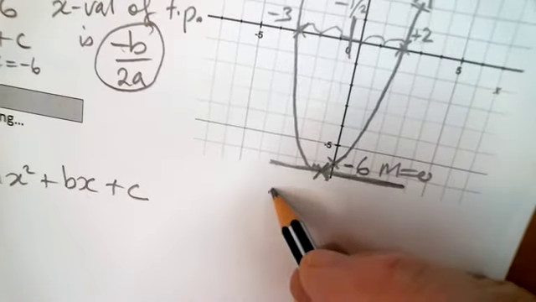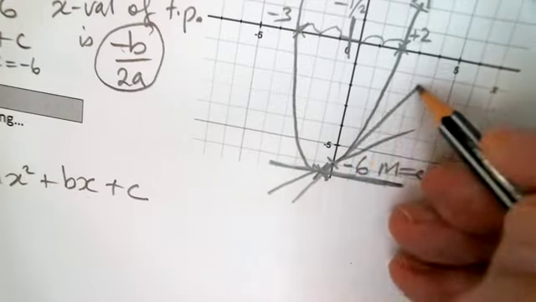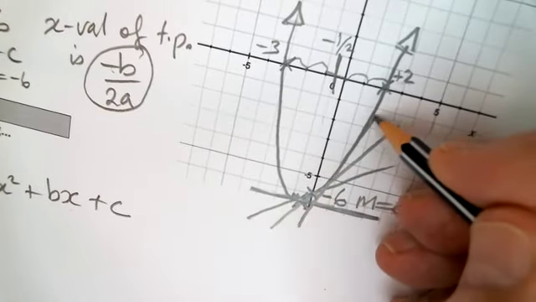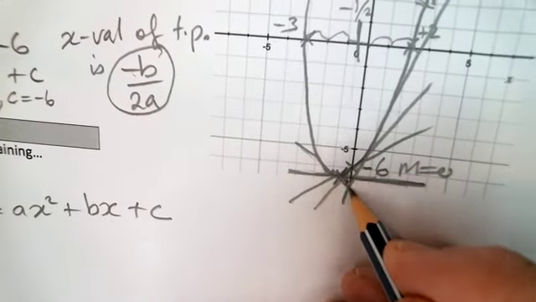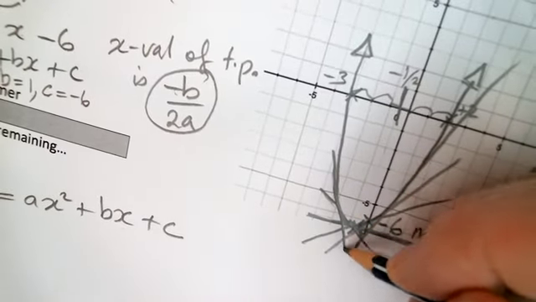Here it's going to be like 1. Here it's going to be like 2. The gradient's going to be like 3 or 4 or 5 here, and so on. And the gradient's going to get steeper and steeper. Same on the other side as well. The gradient's going to be a bit steeper here, a bit steeper over here, and so on.